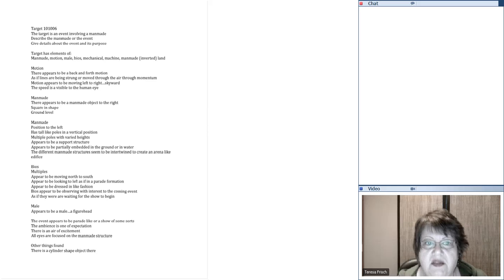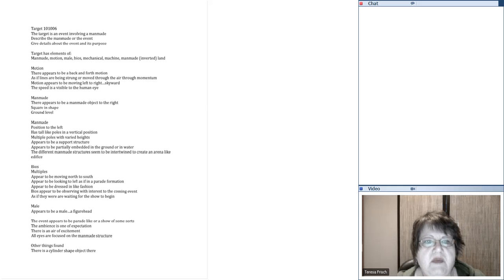All right, and this is his summary. Man-made: the target has elements of man-made motion, male, bios, mechanical machine, man-made inverted land. There appears to be a back and forth motion as if lines are being strung or moved through the air through momentum. Motion appears to be moving left to right skyward. The speed is visible to the human eye.